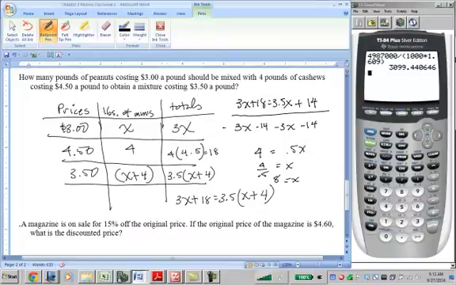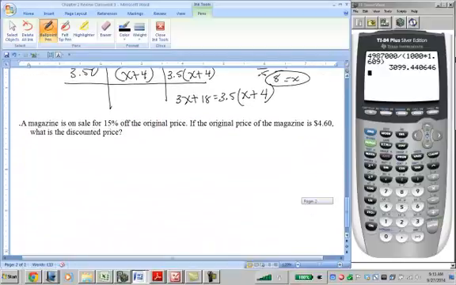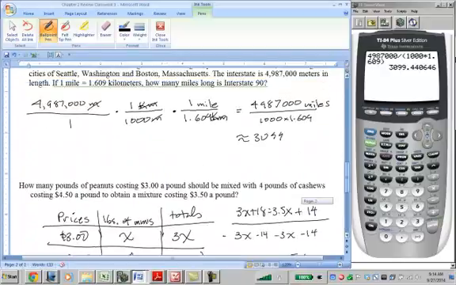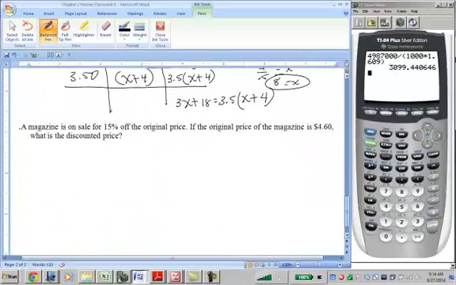3 times 8 is 24. Plus 18 is 42. 8 plus 4 is 12. 3 times 12 is 36. Plus half of 12 is 6. 36 plus 6 is 42. So we're okay. So x equals 8. So here's the table. Here's the equation. And we're all set. Okay. So let's go on to the next one.